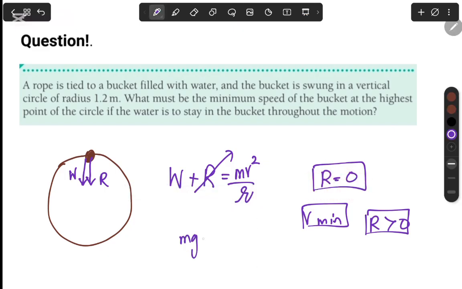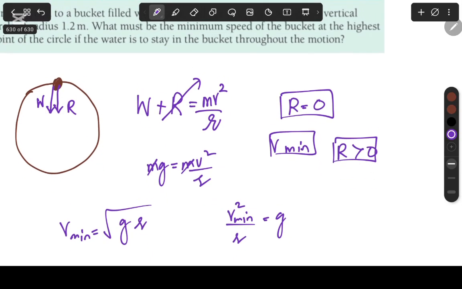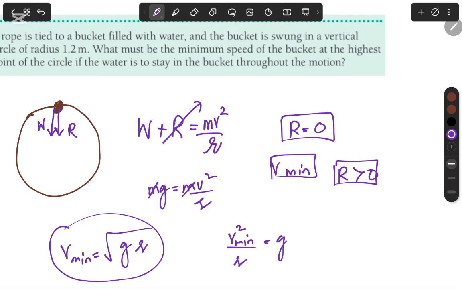So then we're going to have mg is equal to mv squared over R. This cancels out, so we're going to have v squared. Let me write that, minimum. So v minimum is equal to the square root of gR. So we can see the minimum velocity is dependent on the square root of the radius of the circle. All right, so let me just plug those in. Square root of 9.81 times 1.2. So we're going to have 3.43 meters per second.